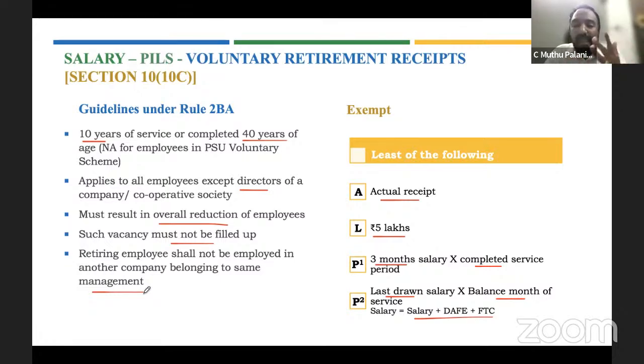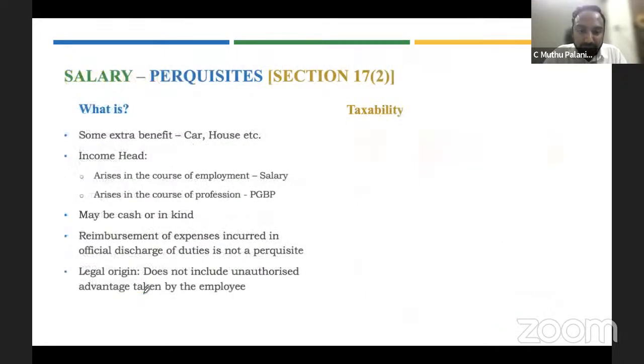And what is exempt? Actual receipt or 5 lakhs, and then 3 months salary for completed service period, last drawn salary, into balance months of service. In all these cases, salary represents basic pay plus dearness allowance plus fixed commission as a percentage of turnover. So that is your VRS.